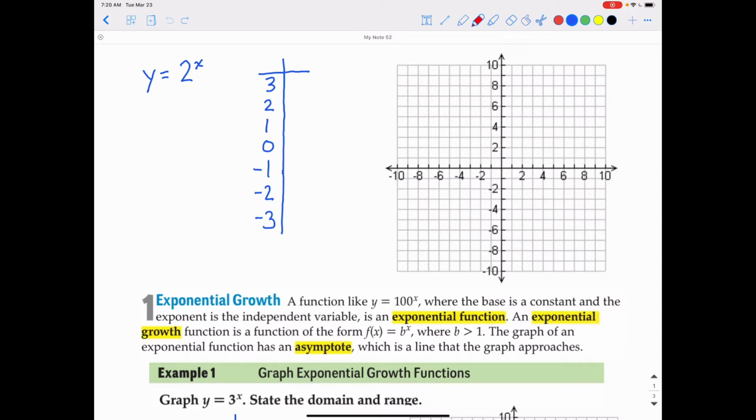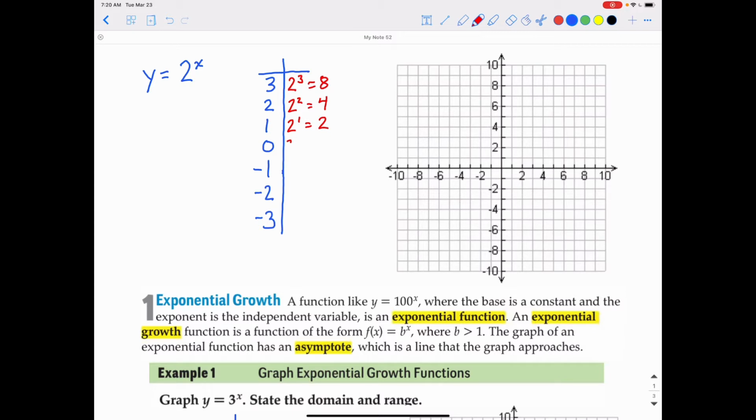So if I replace the x with 3, that means I'm going to have 2 to the third power. So I'm replacing the x with the 3. So that's 2 to the third power, which is 8. 2 to the second power, replacing the x with a 2, gives me 2 to the second power, and 2 times 2 is 4. 2 to the first power, that's just 2.